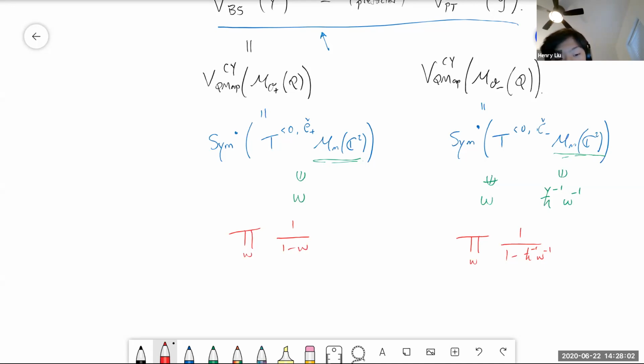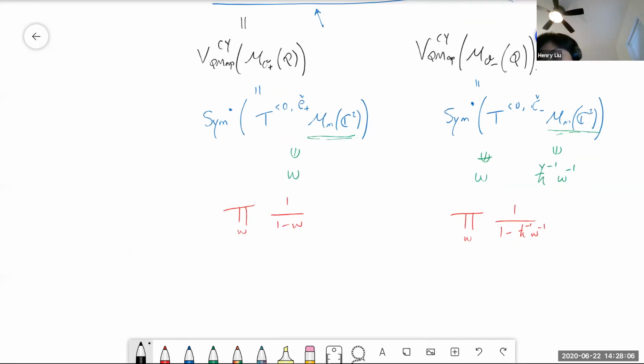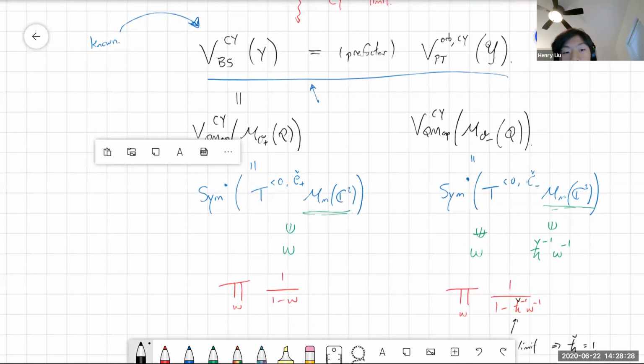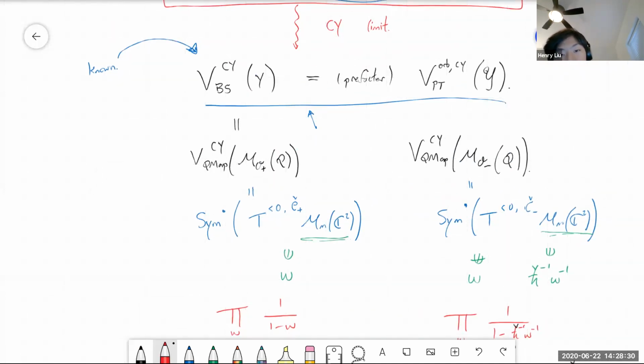that's essentially the idea. In the Calabi-Yau limit, this h bar check, so the CY limit means this h bar check is being set to 1. And so then you're basically trying to compare two rational functions, which are the same up to some overall monomial factor. And that overall monomial factor, well, that's that prefactor here.